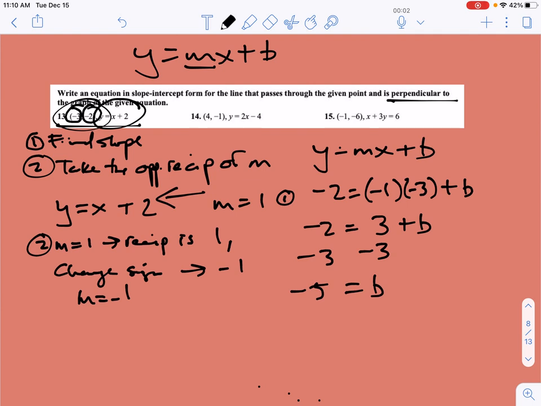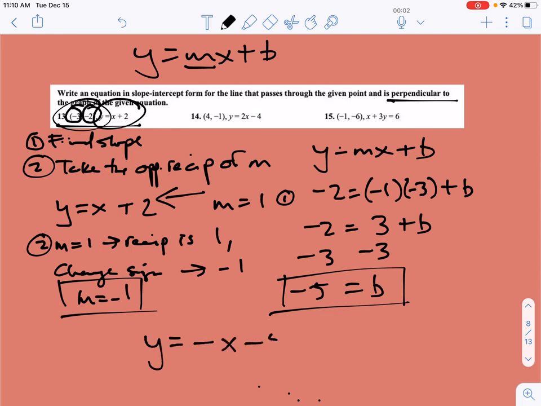That's what we want. So now I know what b is, and I know what m is. I can write this thing. So it's y equals -x minus 5. And you could write -1, but we don't do that. All right, you just leave it as -x. And that's basically how you solve these types of problems, all right, when they give you this information.